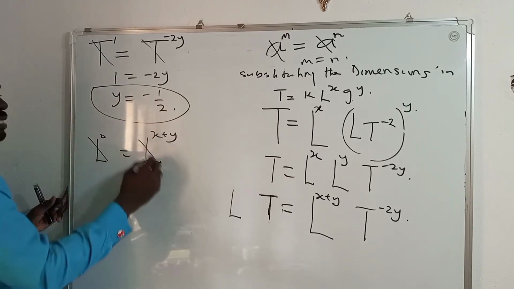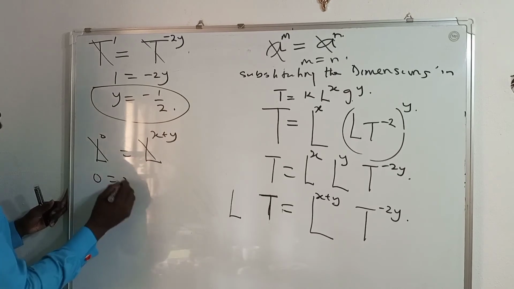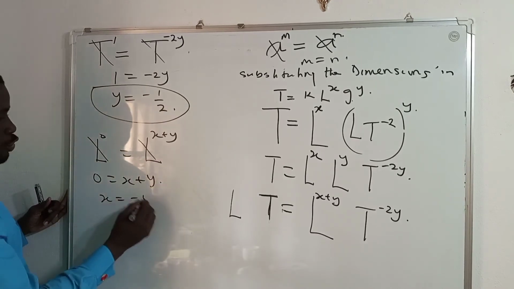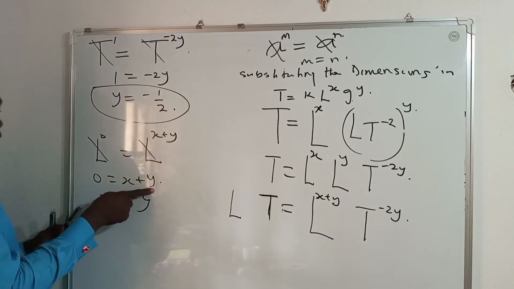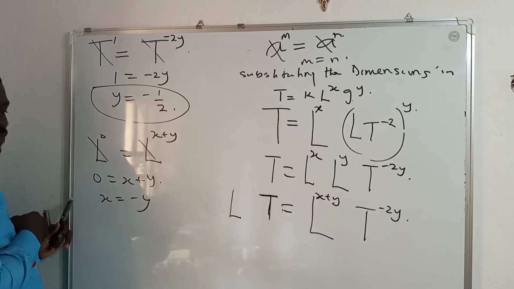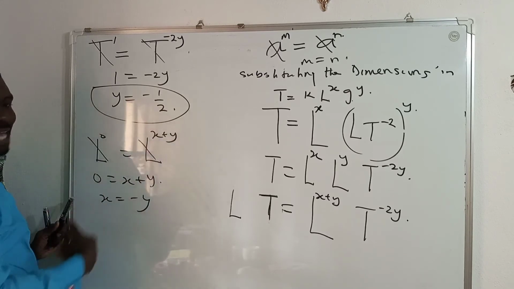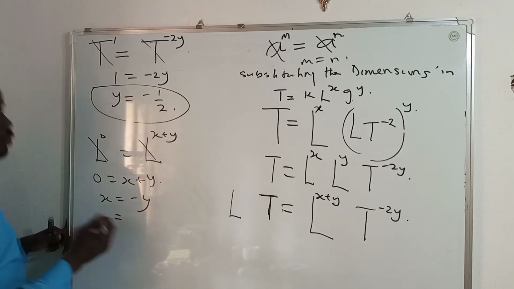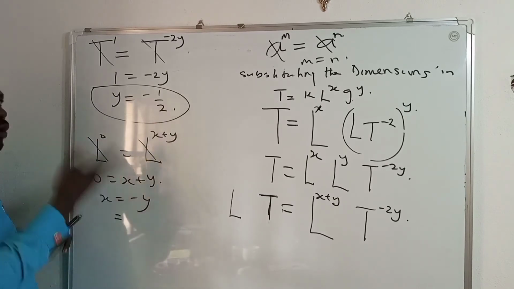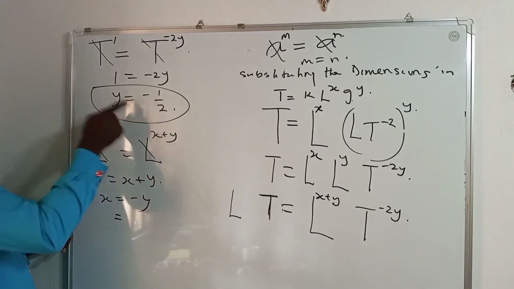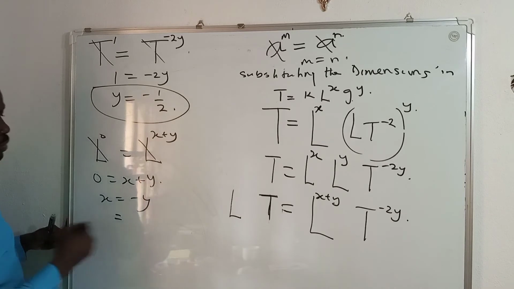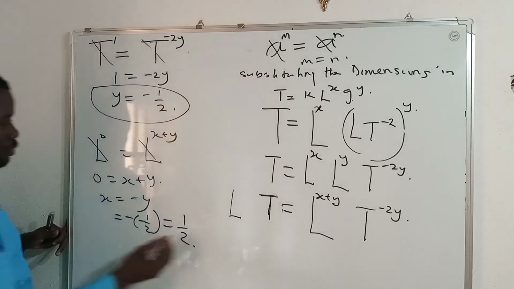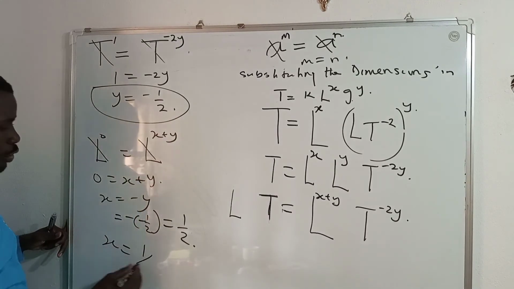Again, this L will cancel this. We'll have 0 equal to x plus y. Of course, this will be equal to x equals minus y, when y is transferred to the other side of the equation, the sign, of course, has to change. And so we're going to have x equal to minus y. And remember, we've had the value of y before. If we substitute this value of y here, this will give us minus 1 all over 2, and that will be equal to 1 all over 2. Hence, x will be equal to 1 all over 2.